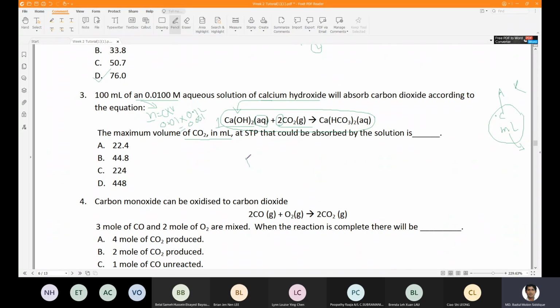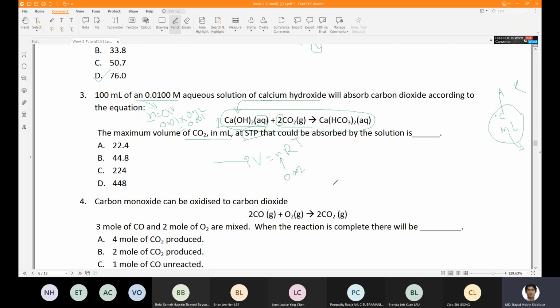So again, PV equals nRT. This is a gas law that we use. So it is 0.002 moles for carbon dioxide, and this P and V should be at STP, which is given. At STP, we know that standard temperature is 0 degrees and pressure is 1 atmosphere.